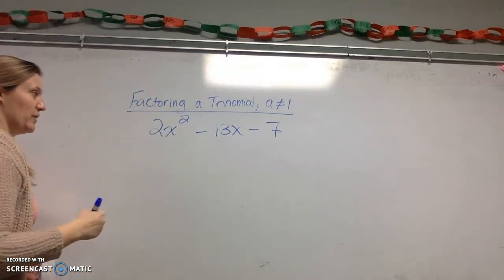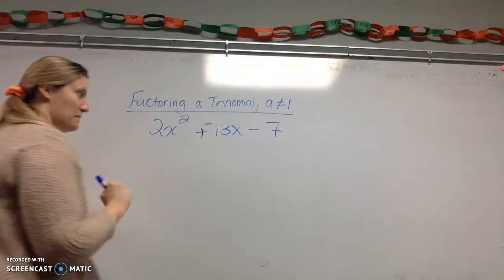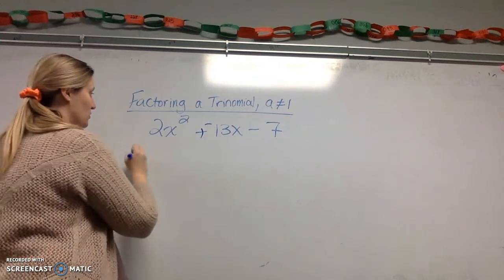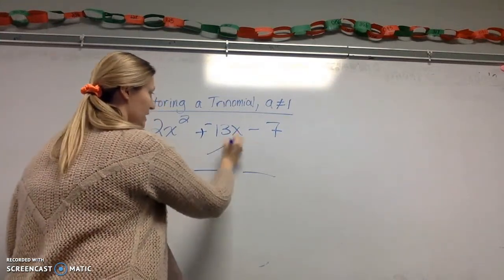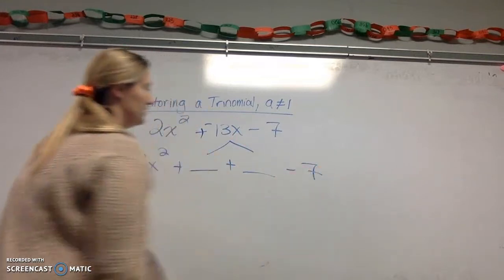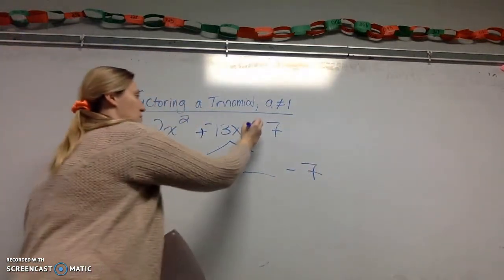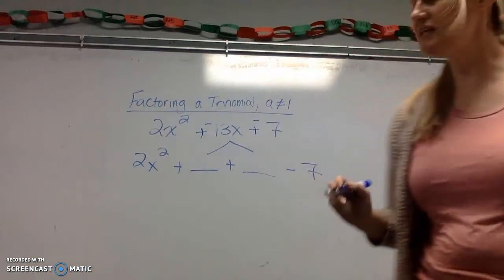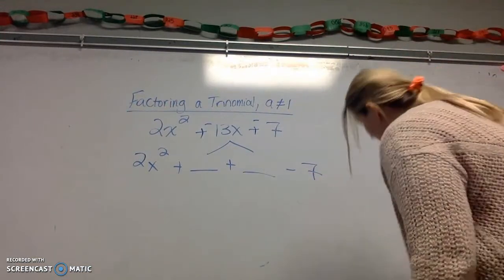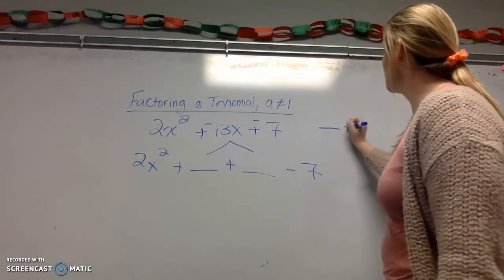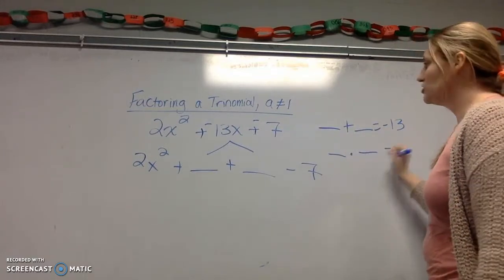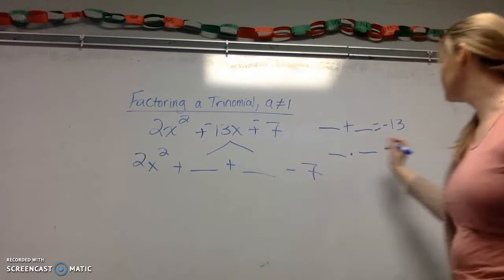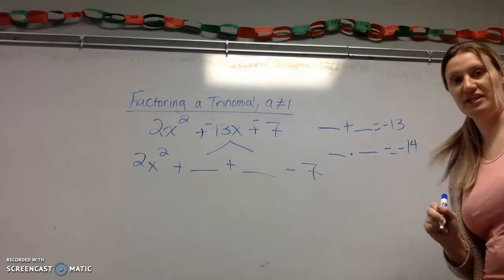So when I go to rewrite this, I do like to do this for my middle term. It kind of helps me out. So I'll have 2x squared. We're going to split that middle term. Okay, and that's minus 7. So remember that is a negative 7. So this time, I am going to need two numbers that add to give me negative 13 and multiply to give me 2 times negative 7, which is negative 14.